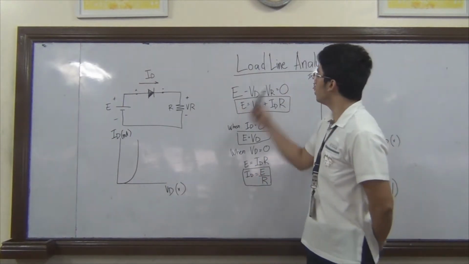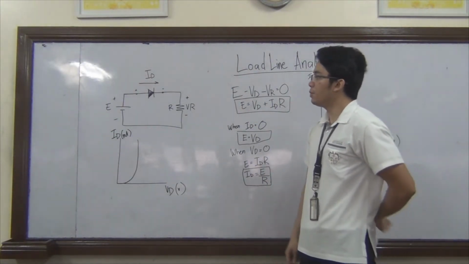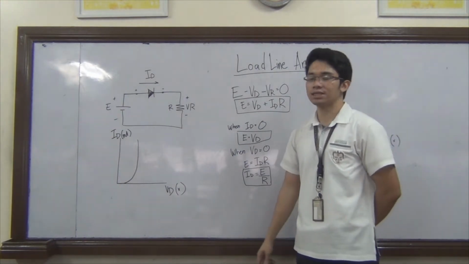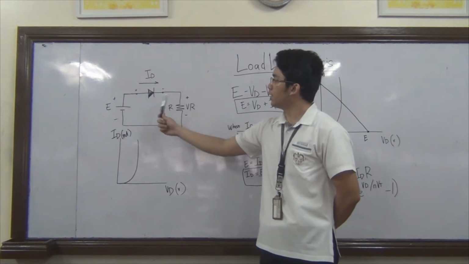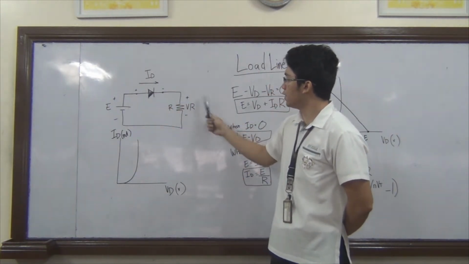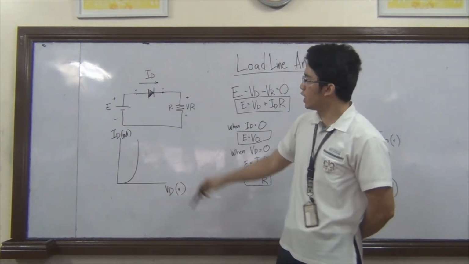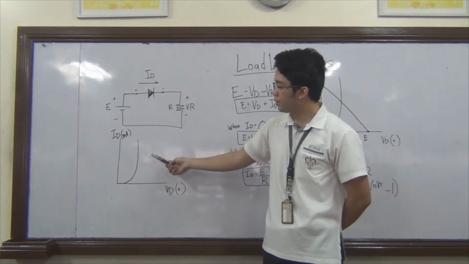We're going to talk about semiconductor diode circuit analysis. First, we will start off with the load line analysis. The load line analysis determines the point of operation of the device. Here, we can determine the current flowing through the diode, the voltage across the diode, and the voltage across the resistor. Here we have this schematic diagram of the circuit and its characteristic curve.